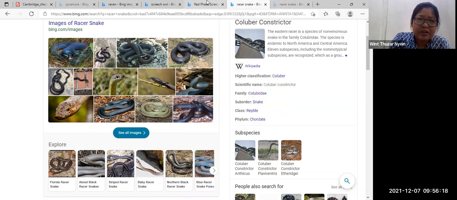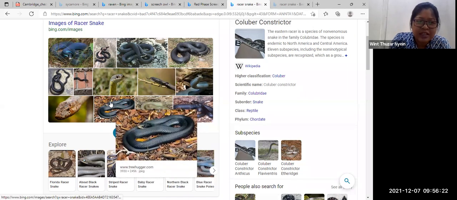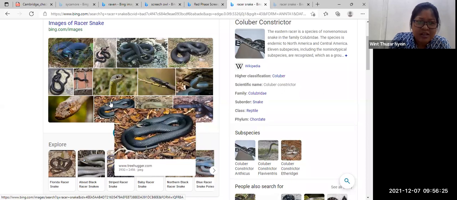So the black color is. Do you know what this is? What kind of snake is it in Burmese?